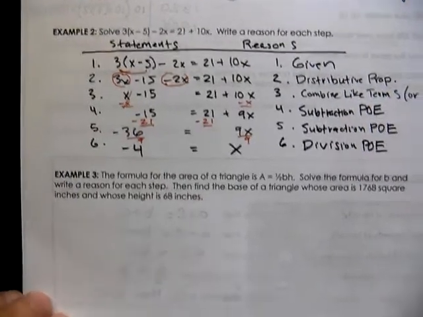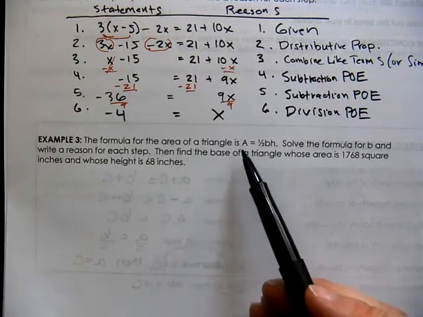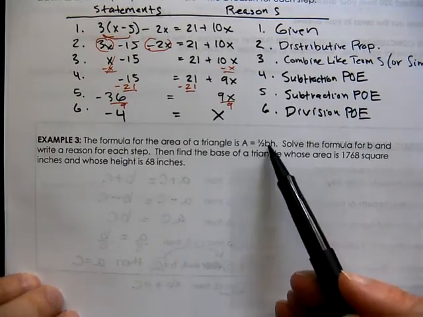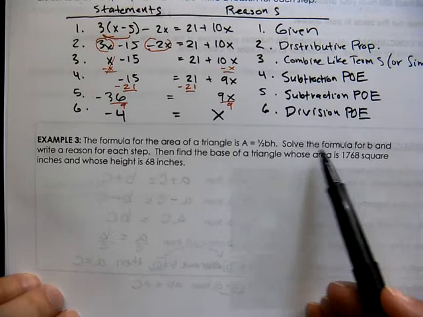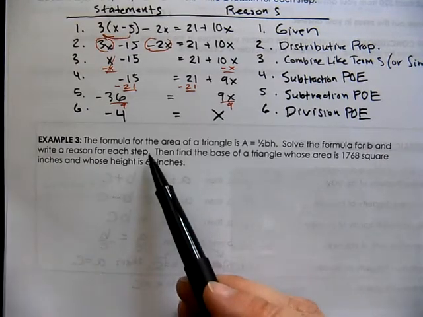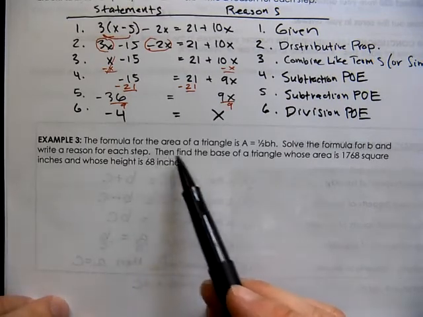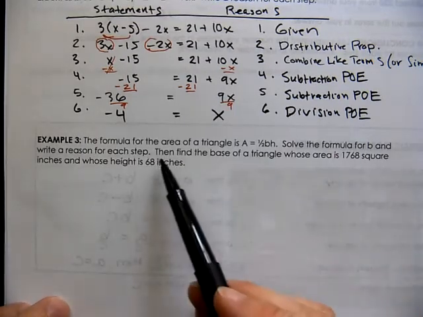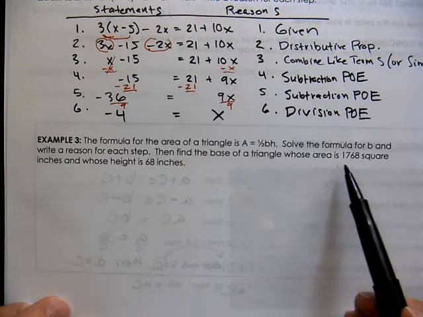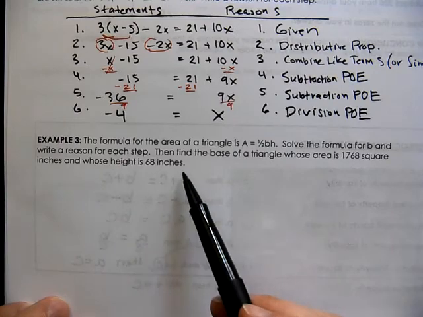inside that equation. So example 3 says the formula for the area of a triangle is area equals 1/2 base times height. Solve the formula for the base and write a reason for each step. So that'll be part 1. That's what we'll do first, and then we'll come back and do this specific calculation here, which says then find the base of a triangle whose area is 1768 square inches and whose height is 68 inches.